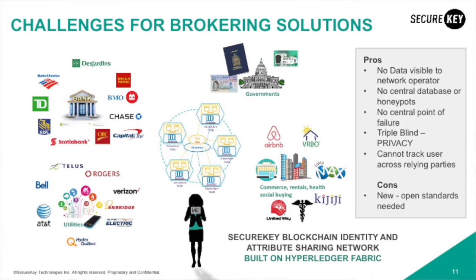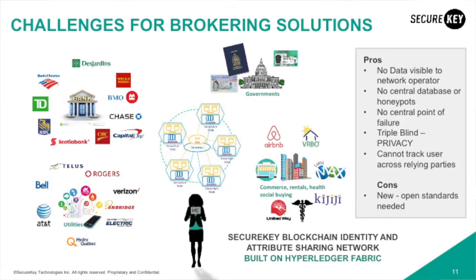Because now all of these players are running their own copy of the ledger. In order to do a denial of service attack, you have to take down all the banks, all the telcos, and all the provinces, and the government of Canada. That's what you need to do to take down the identity network. Pretty high bar. And the third thing that we're getting from blockchain, and this is the reason we're using it, is blinding.